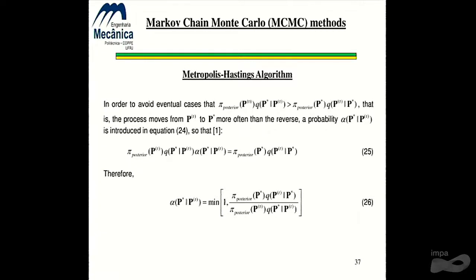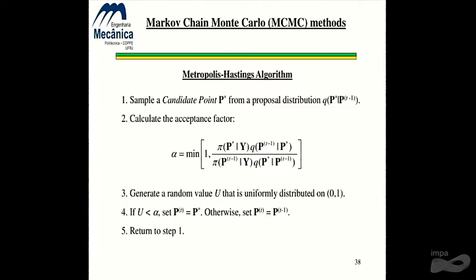So alpha is actually the minimum of 1 or the posterior of p star multiplied by the probability of moving from p star to pt, divided by the probability of pt multiplied by the probability of moving from pt to p star. So we introduced this new probability alpha, and the Metropolis-Hastings algorithm applies the acceptance-rejection method over alpha. In this way, it's a very simple algorithm.